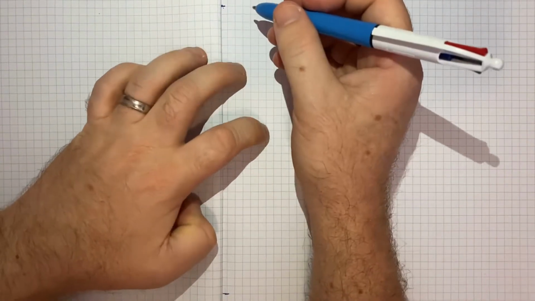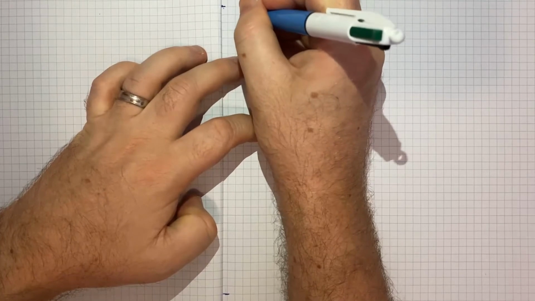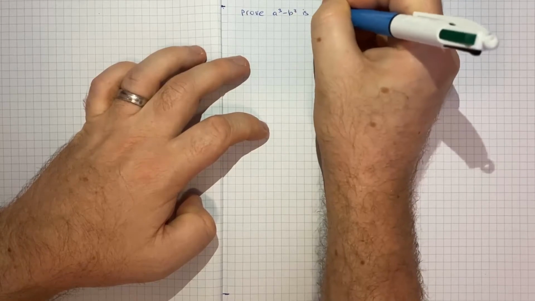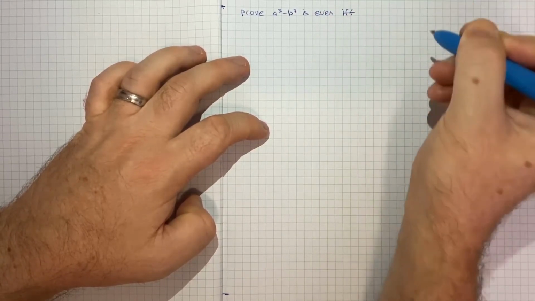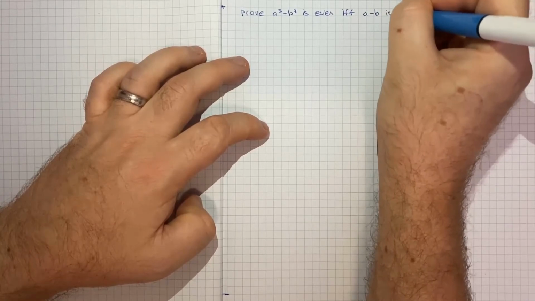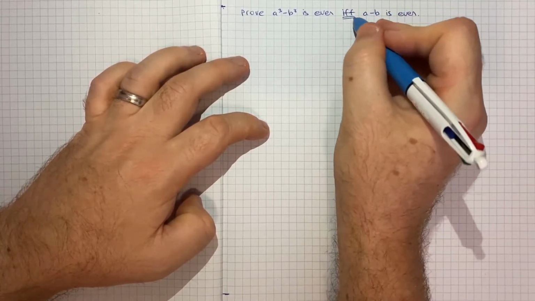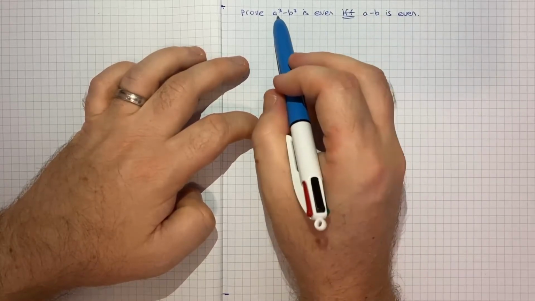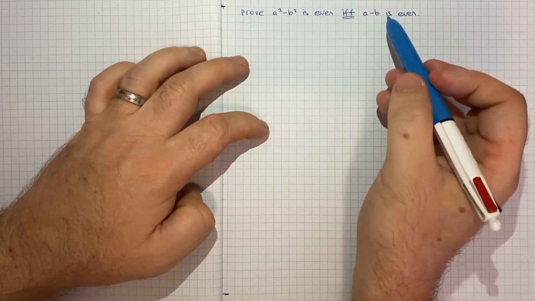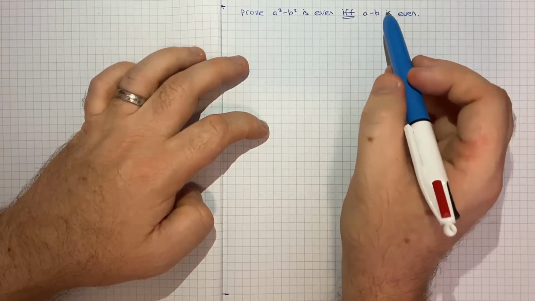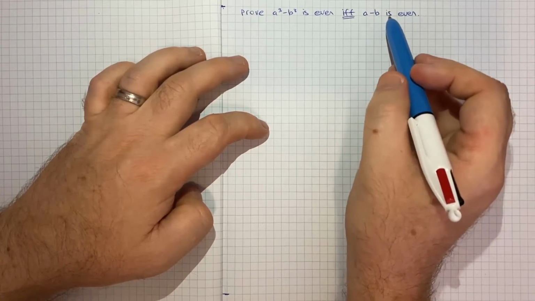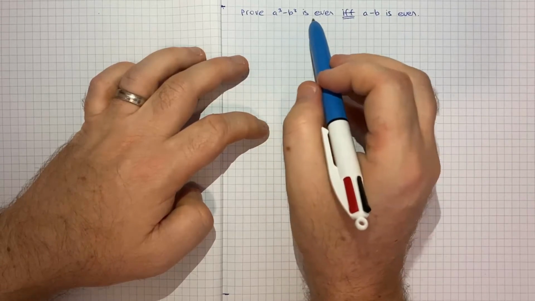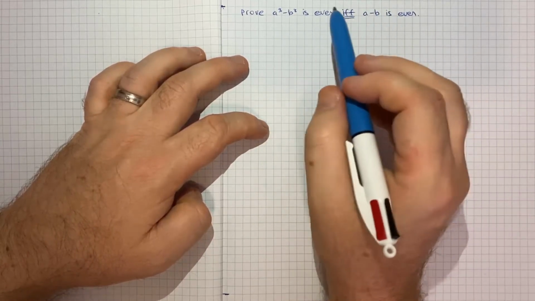So I'll just write out what we're being asked to show. We need to prove that a cubed minus b cubed is even if and only if a minus b is even. And that if and only if means it won't be enough to just show that if a minus b is even, then a cubed minus b cubed is even. That's necessary. But over and above that, we also have to show that if a minus b is not even, in other words, it's odd, then a cubed minus b cubed will also not be even. You need to show all of that.